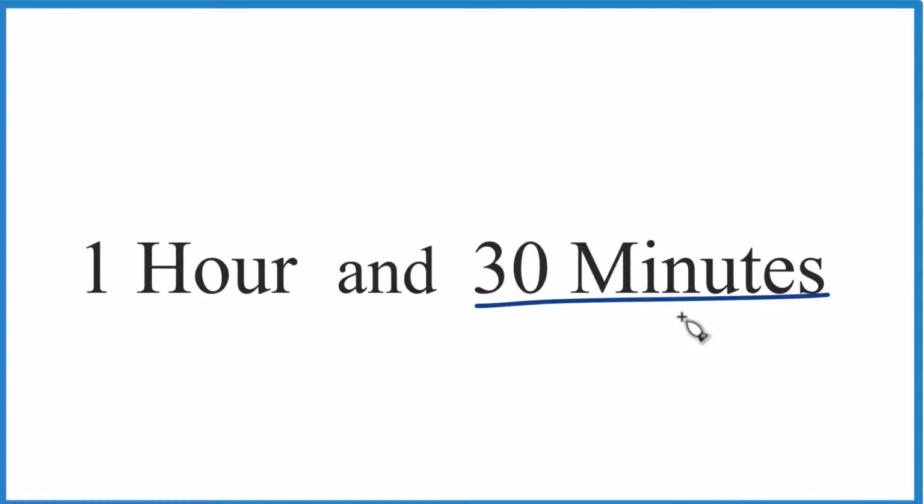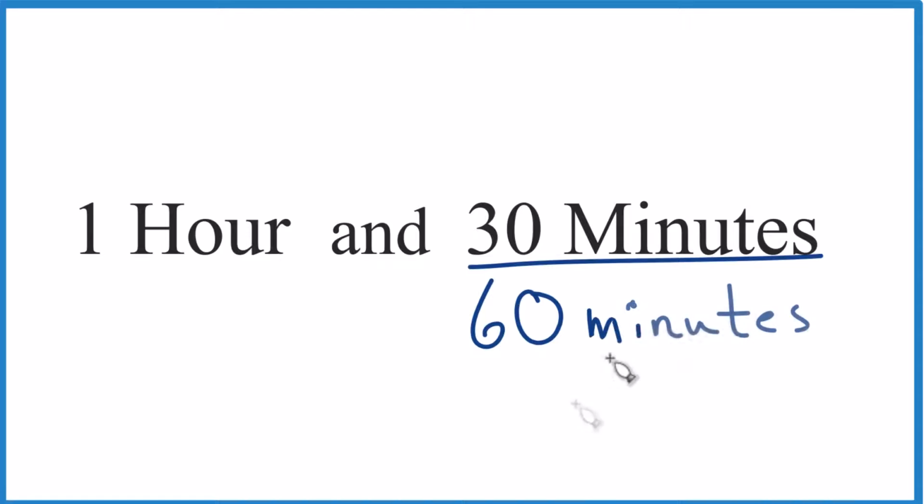We know there are 60 minutes in an hour. 30 minutes, that's less than 60. So it's going to be less than an hour. We're going to have a decimal. So let's divide 30 minutes by 60. And that's 60 minutes per hour. There's 60 minutes in 1 hour.